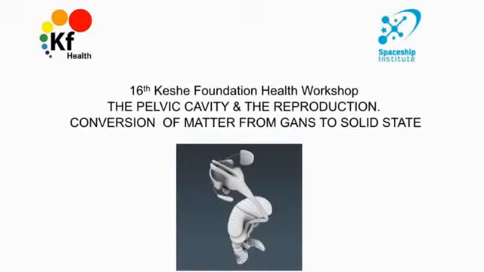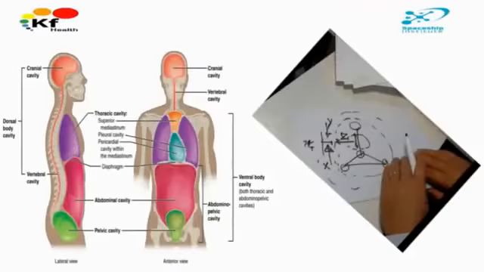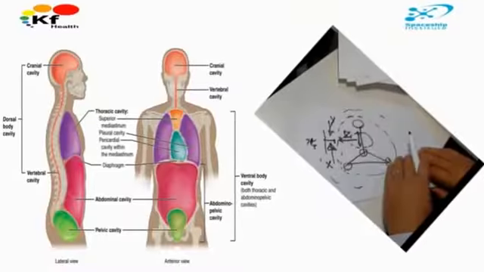Yes. Hello, everybody. It's me, Elia. It's nice to be with you at the sixth health teaching workshop of the Keshe Foundation. Today, the subject will be the pelvic cavity and reproduction. In the same way, it is the place where we transform the GANS state to the matter state. So today we'll see the vice versa conversion of matter, the opposite of the digestive system, where we convert the matter state from matter to GANS.